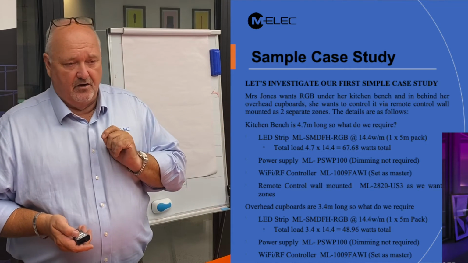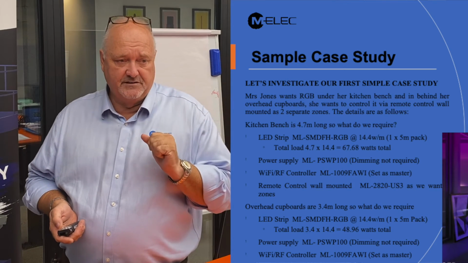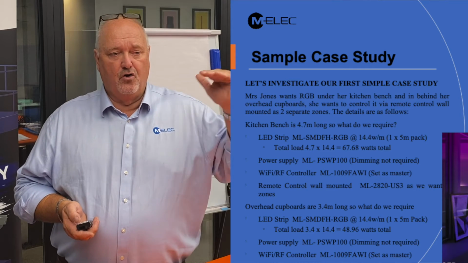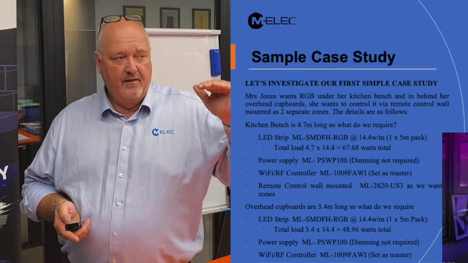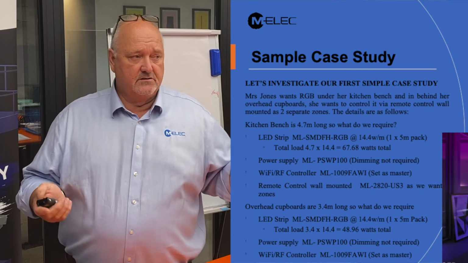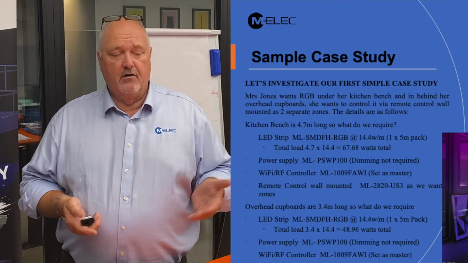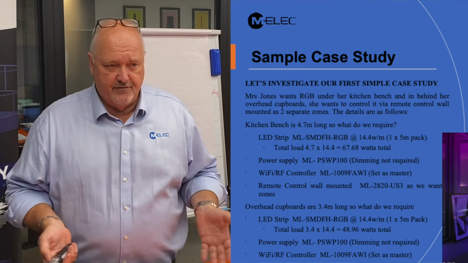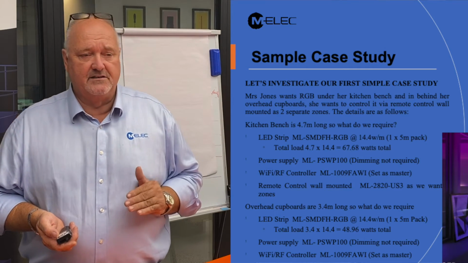The one thing you'll notice though, the one thing we did do is we worked out our total load. And our total load, for example, on the kitchen bench was 67.68 watts. Why did we need that? Purely because we have to size the power supply according to that wattage. Okay? Having a power supply that is smaller than that wattage will just cause the power supply to fail. It'll put extra strain on our Wi-Fi RF controller, right? And it will cause the LED strip to eventually fail due to low voltage, over temperature, and so forth. So everything has to be sized right, and it takes a matter of minutes to actually do that.